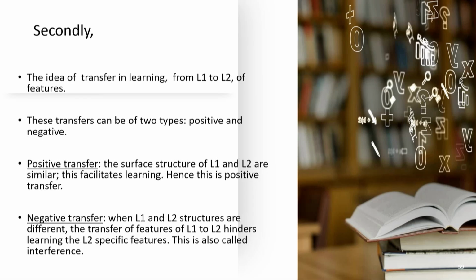Depending on various factors, the transfers can be of two types. Transfer from L1 to L2 was already taken as a given, but depending on the comparison between the structural properties of L1 and L2, the transfer could be of two types, positive and negative. Positive is when the surface structures of L1 and L2 are similar. Let us say their phonology is similar. I did discuss phonology. If L1 and L2 have the same set of phonemes, then there is no problem in learning those phonemes of the new language fast.